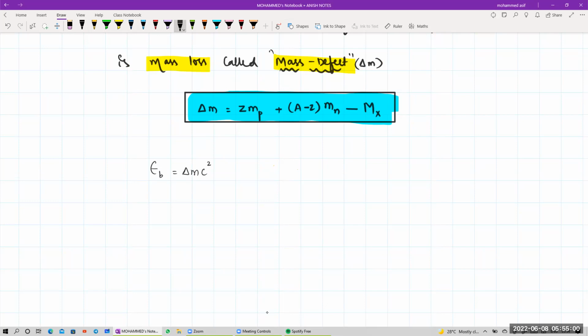Sir, what is C? C is the velocity of light. Provided delta M is given in AMU, in atomic mass unit. I hope you know it. One atomic mass unit is equal to 1.66 into 10 to the power of minus 27 kg.